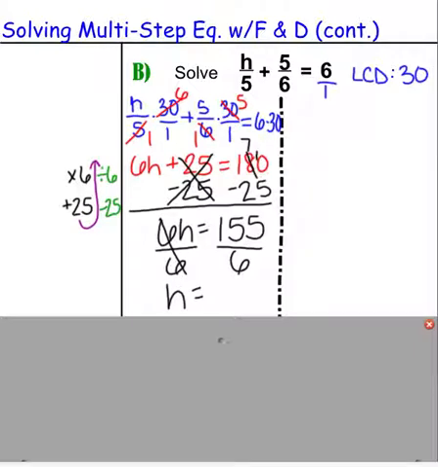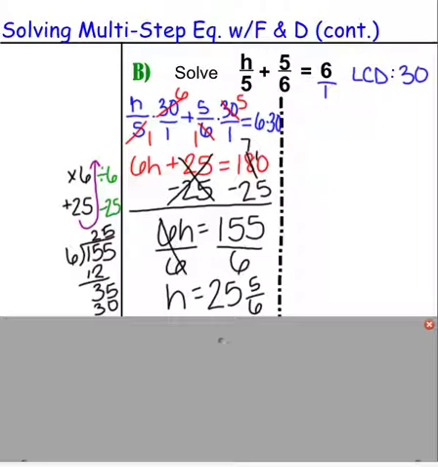Does 6 go into 155? Well, my rule is it is not even, so it is not divisible by 6 evenly. 6 goes into 15 twice. So in case you're wondering how I'm getting this, it goes in twice, which is 12. 3 left over. Bring down the 5. 6 goes into 35 5 times, which is 30. So I have 5 left over out of 6.